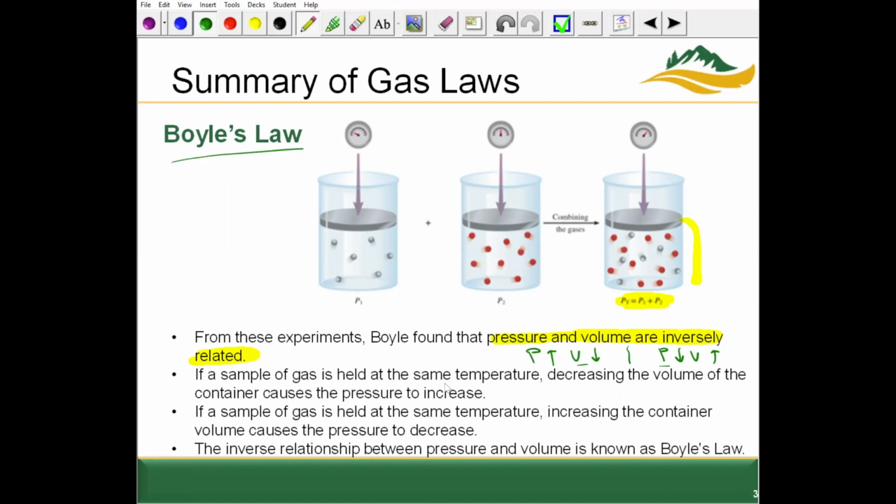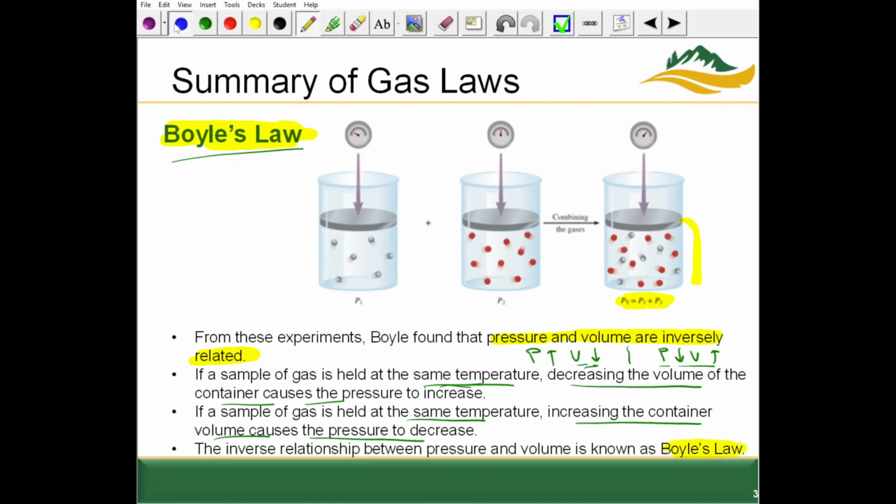If a sample of gas is held at constant temperature, all this holds true. As long as we're not increasing the temperature or changing the number of moles of gas, so everything else is constant, then decreasing the volume of the container causes the pressure to increase. If a sample of gas is held at the same temperature again, increasing the container volume causes the pressure to decrease. It is important to credit what scientists we are learning about throughout the semester. So this is the work of Boyle. This is known as Boyle's Law.